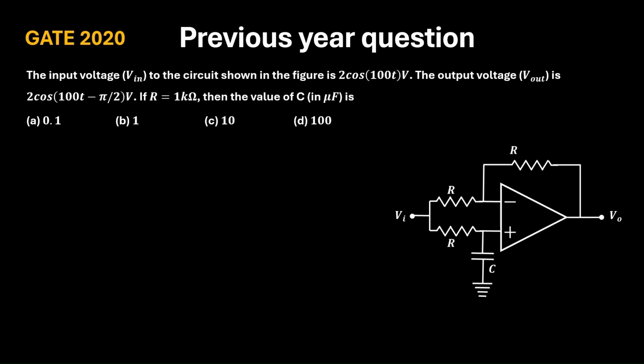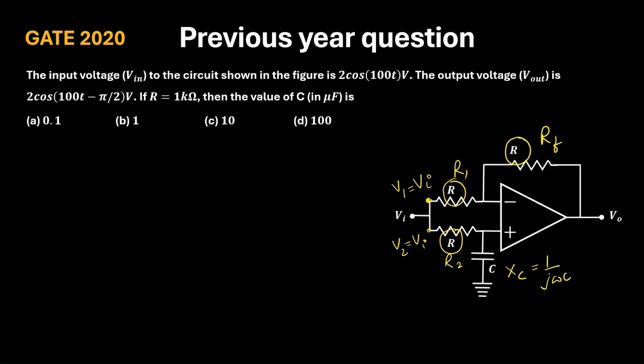Now, the input here is VI. Here also it is VI. I will call this one as V1. I'll call this as V2. And this R is equivalent to R1. This one is equivalent to RF. I'll call this as R2. And instead of R3, we will have XC, which is equal to 1 by j omega C.